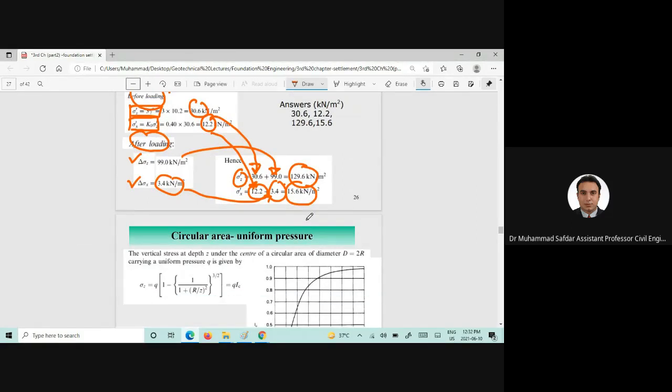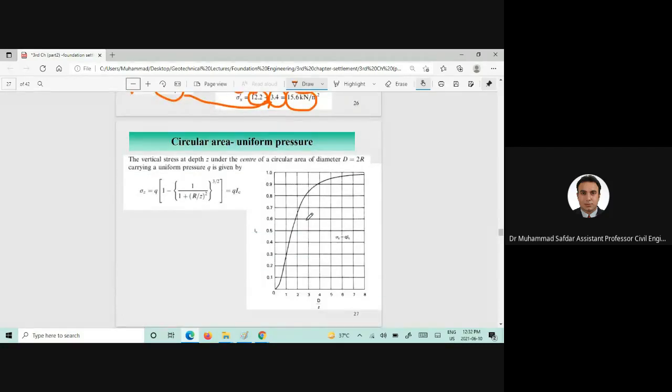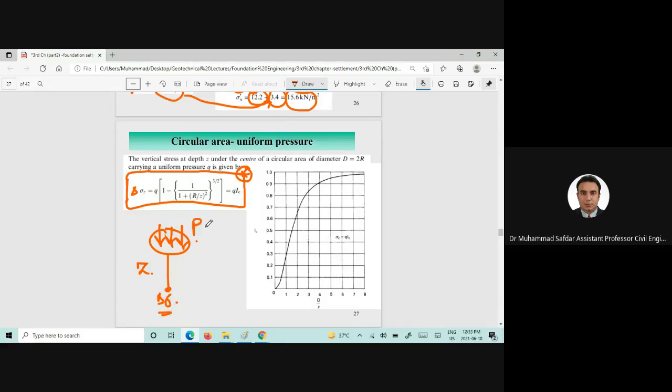Now what if we are given a circular area, and we are asked to find out the delta sigma, or the stress increase, which is occurring beneath the circular area? So if we are given a circular area and we are asked, at a particular depth Z, what the delta sigma value should be due to this particular load, or sorry, Q here, the contact stress.